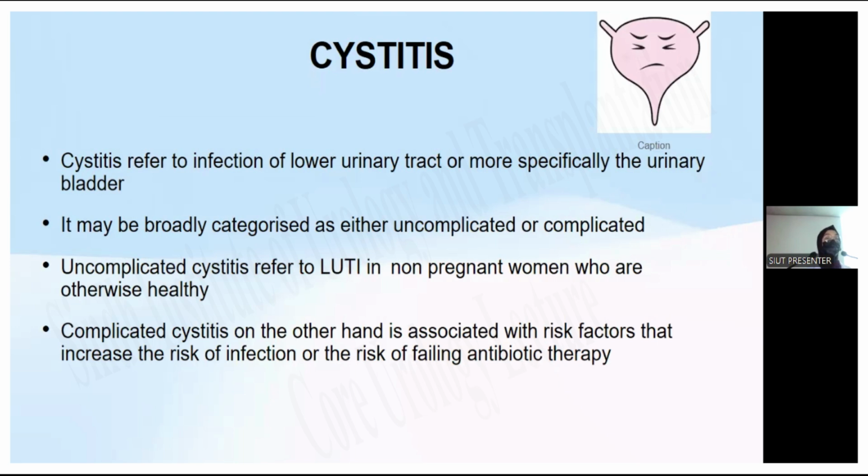So we will move on to cystitis, which is an inflammation of the lower urinary tract, specifically involving the bladder. It is broadly classified into complicated and uncomplicated cystitis. Over the course of our lecture series in the past few weeks, we have discussed cystitis in detail. The uncomplicated cystitis usually refers to lower urinary tract infections in otherwise healthy non-pregnant women, and complicated cystitis is associated with the risk factors that increase the risk of infection.